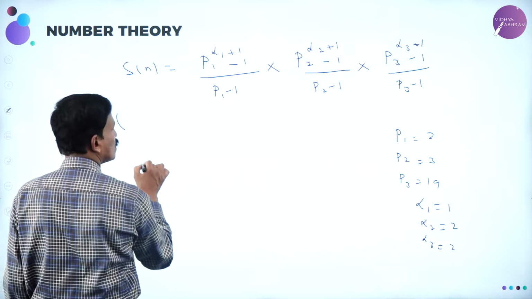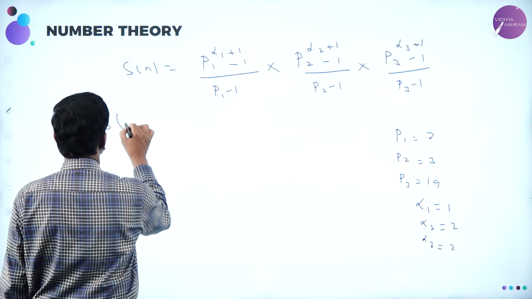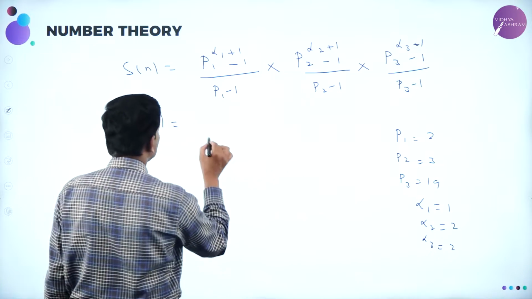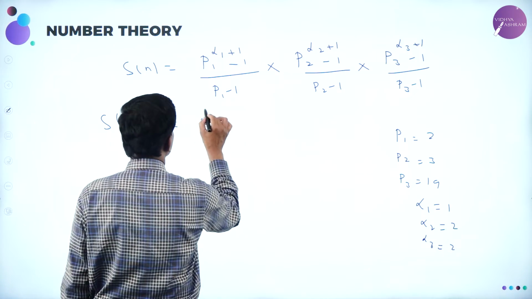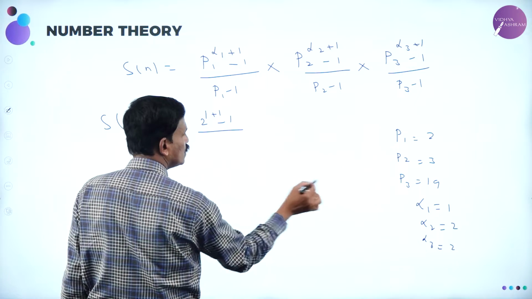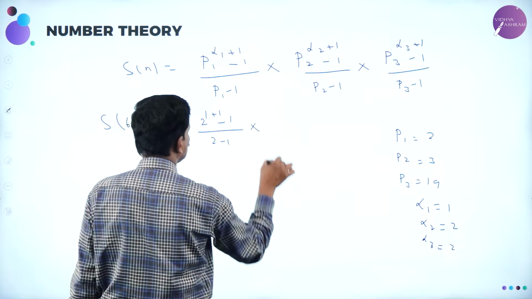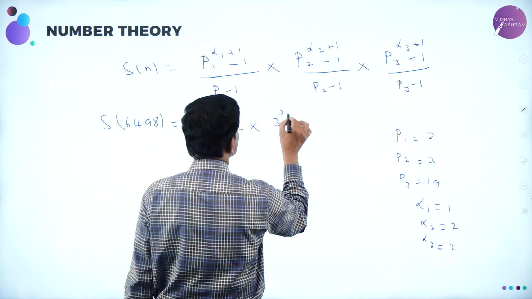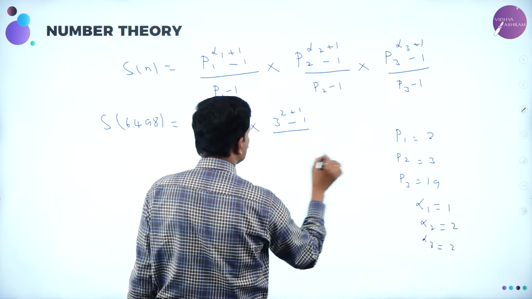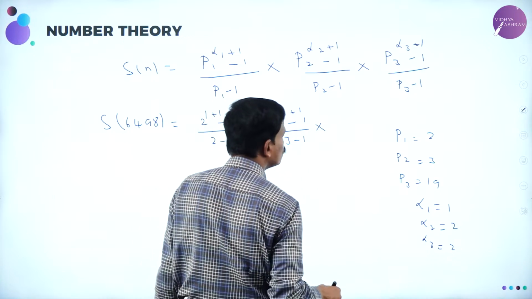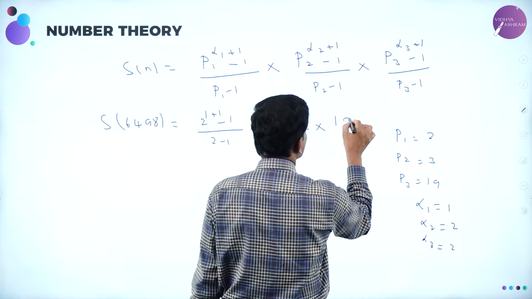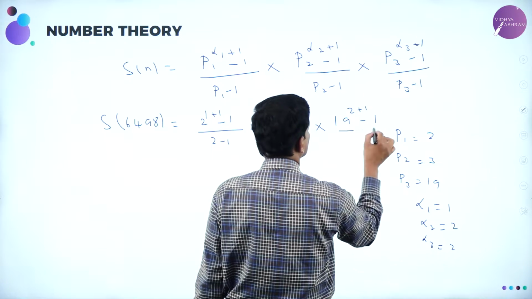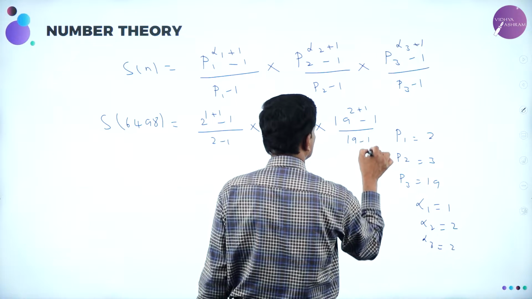So the sum S of, what is the number? 6498 is equal to: P1 is 2 to the power of alpha 1 plus 1, that is 1 plus 1, minus 1, divided by P1 which is 2 minus 1, into P2. What is P2? 3 to the power of alpha 2, alpha 2 is 2, plus 1 minus 1, divided by 3 minus 1, into P3. P3 is nothing but 19 to the power of alpha 3, which is 2 plus 1, minus 1, divided by P3 which is 19 minus 1.